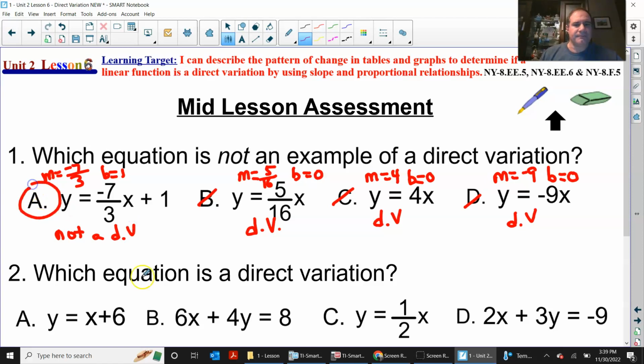A is your answer. Which equation is not an example of a direct variation? You're looking at it, A. Which equation is a direct variation? Let's take a look.